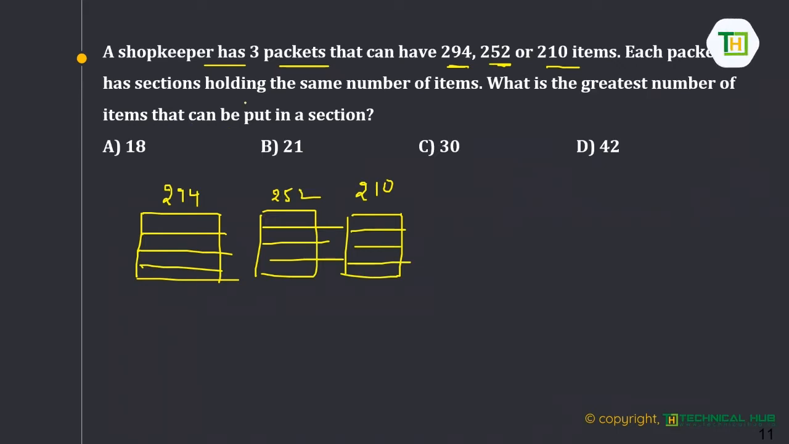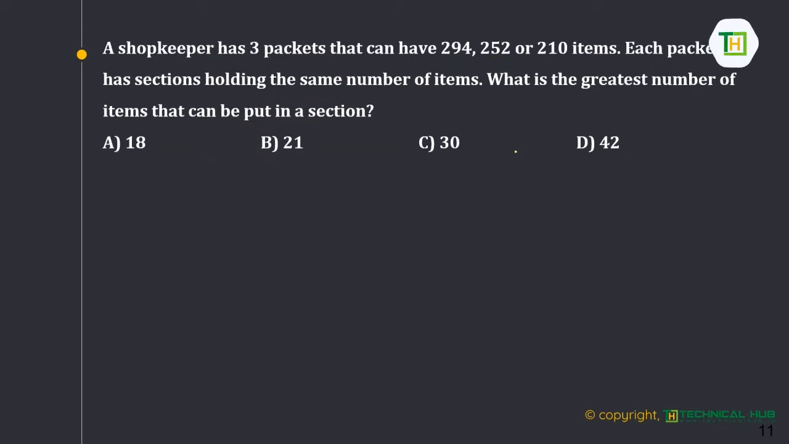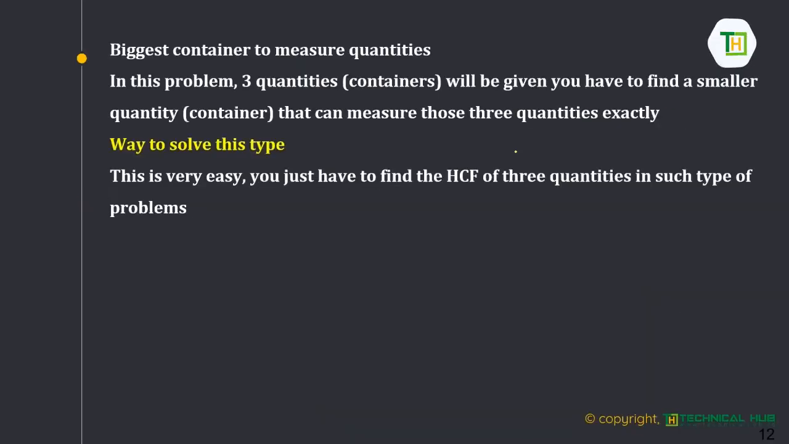Each packet has sections holding the same number of items. So what is the greatest number of items that can be put in a section? This model I also explained in the Friday session. This question is related to the LCM and HCF topic only. What is the greatest number that can be possible to measure? The biggest container to measure quantities, or the greatest number to measure quantities.